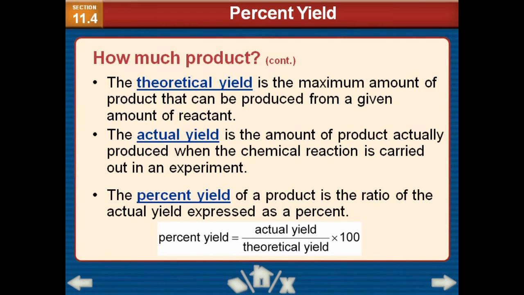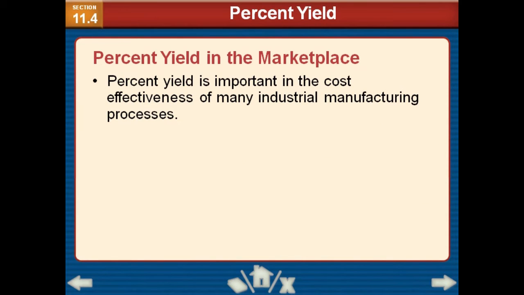The percent yield of a product is the ratio of the actual yield to the theoretical yield, expressed as a percent. So percent yield is equal to the actual yield over the theoretical yield times 100. Percent yield is important in the cost effectiveness of many industrial manufacturing processes.